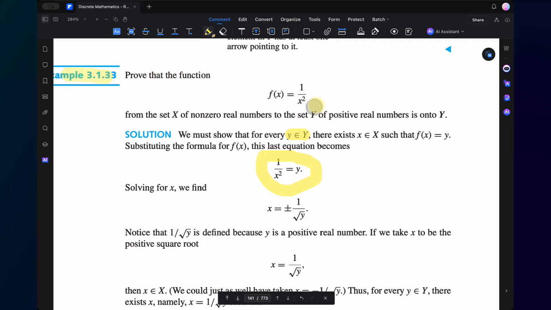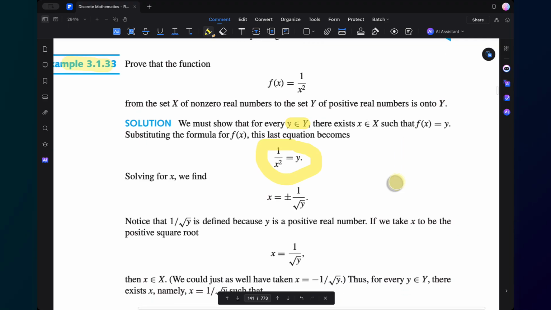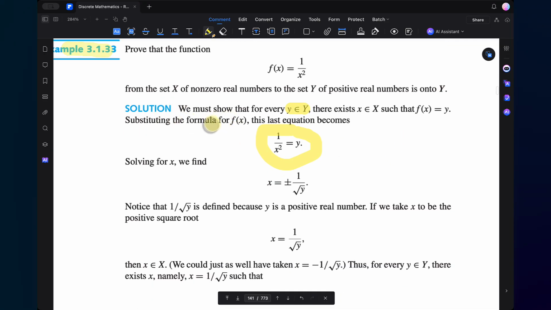Prove that the function f(x) = 1/x² from the set of non-zero real numbers to the set Y of positive real numbers is onto Y. So what you do, you have to just use the definition. We must show that for every y, there exists an x satisfying f(x) = y. Okay, so let's do that.